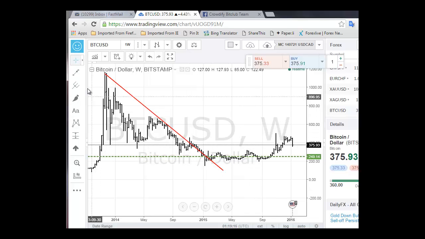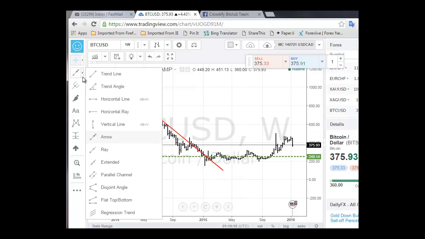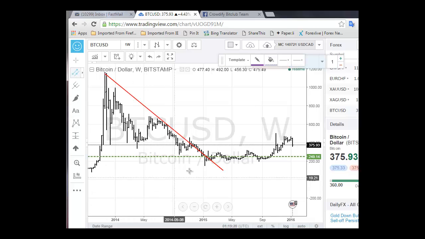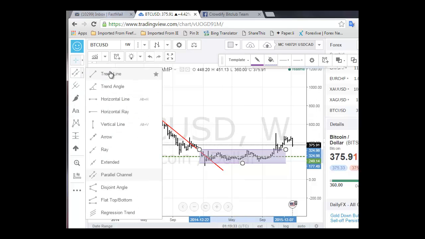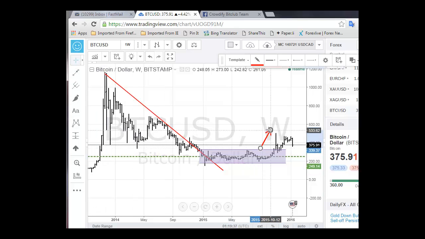So eventually, we've got a big band here, which is running something like this. And the price has been consolidating in that band, and eventually the market has done exactly what markets tend to do. It has gone up, pulled back to a line, and then broken out.